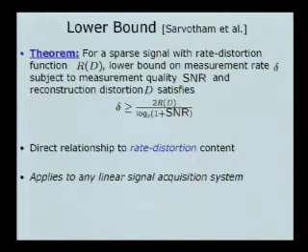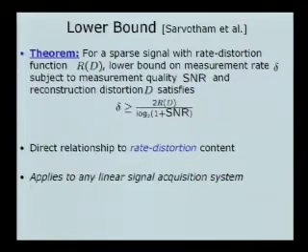That's really one of the key insights of the talk. And our lower bound is as follows. You take a sparse signal with rate distortion function R of D. I'll soon tell you what that means. Then the lower bound on the measurement rate delta, when you are trying to get distortion reconstruction quality D subject to SNR measurement noise, this is the lower bound, what you have in that expression.